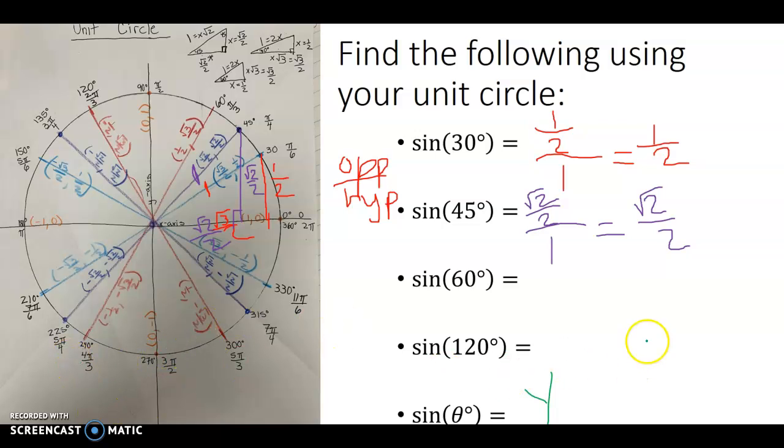Okay? So if I asked you, what is the sine of 4 pi over 3? Okay? So you're going to go to the sine. We're going to find 4 pi over 3. It's right here. We're going to find the y coordinate. This is the y coordinate. So you should tell me that the sine of 4 pi over 3 is equal to negative square root 3/2.